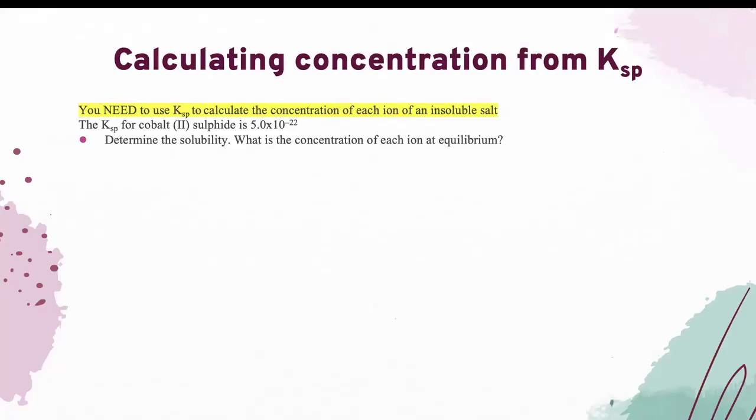Now, when you're dealing with a soluble salt like NaCl, you can very easily dissociate it into Na plus and Cl minus and calculate the concentrations of the ions like that. We can't do that with an insoluble salt, which is why we're using the ice table, which is what I'm going to show you in this problem.